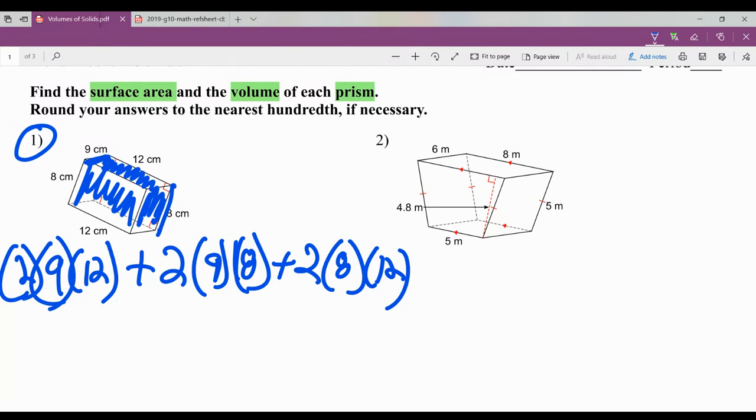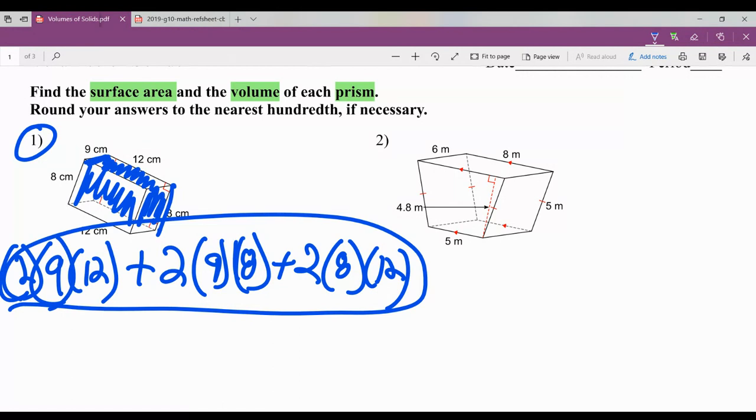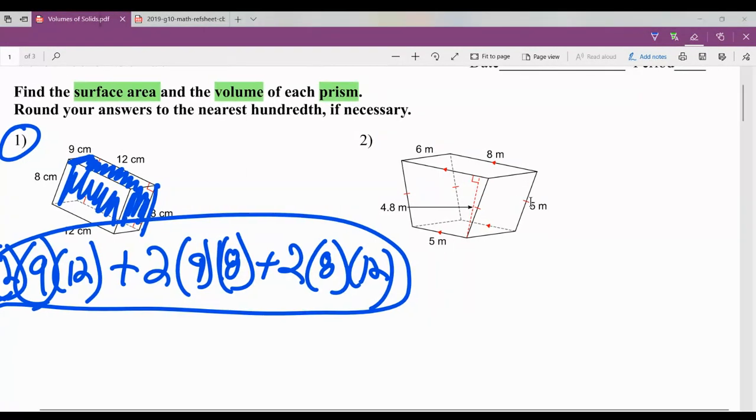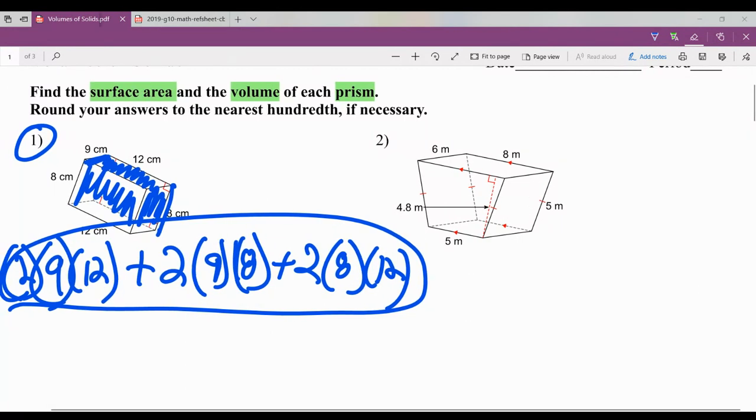If someone wants you to find the surface area, that's it. Find the area of each individual face, add them up. I'm not going to bother going through the calculations on this. That's something you guys can handle with no problem. Let me erase all of this and make some room.